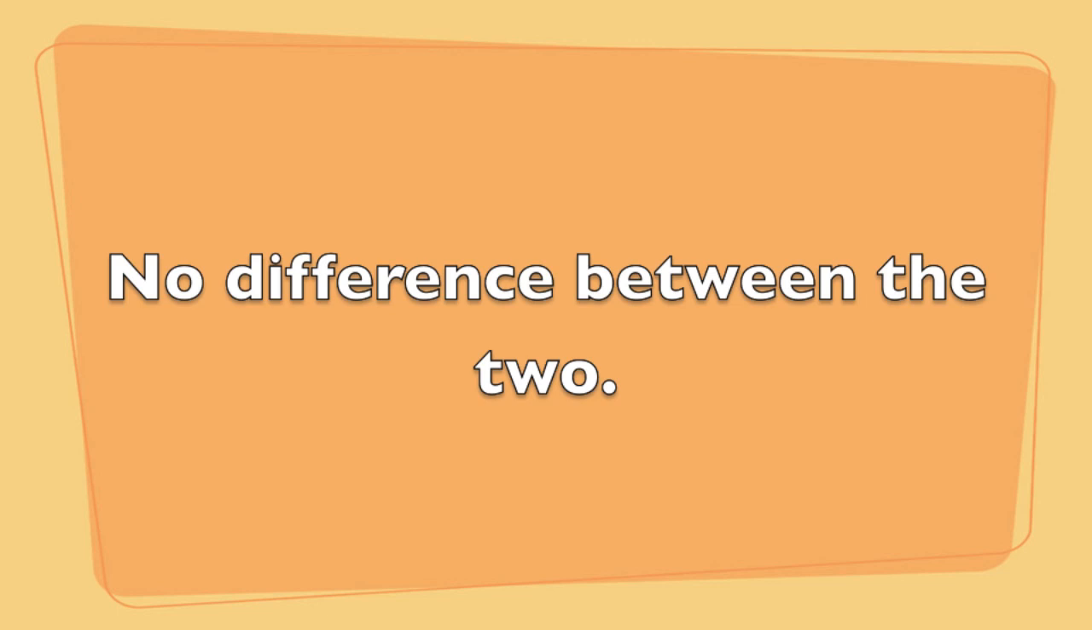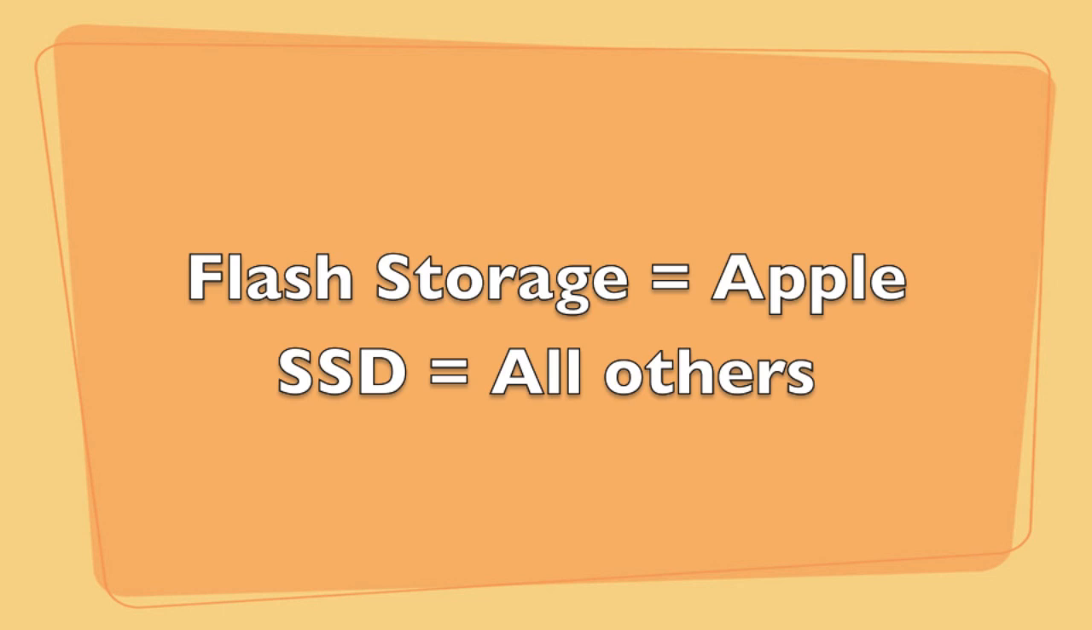So pretty much, other than the name, there is no difference at all between the two. They're both exactly the same. In Apple's MacBooks, they use Samsung SSDs. And if you look at Samsung's website, it says an SSD. It does not say flash storage. So to sum it up, flash storage is just Apple's name. It's what they call it. And an SSD is pretty much all others.